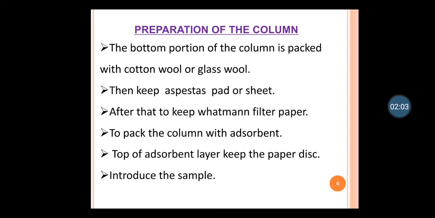First I will discuss preparation of the column. The preparation of the column is an important point. The bottom portion of the column is packed with cotton wool or glass wool. Then you keep the asbestos pad or sheet, then the Whatman filter paper. The glass wool and asbestos pad give support for your adsorbent layer. The Whatman filter paper removes any impurities or dust in your separation.